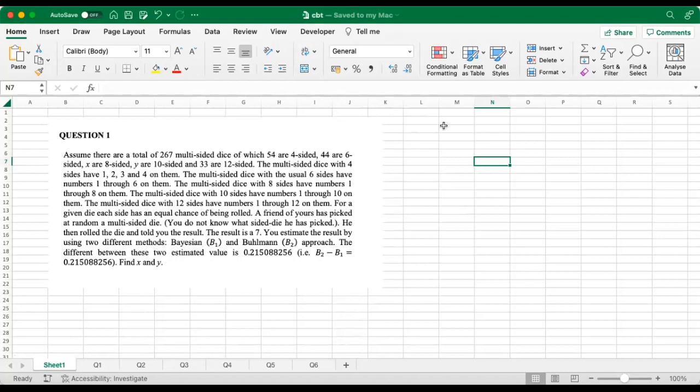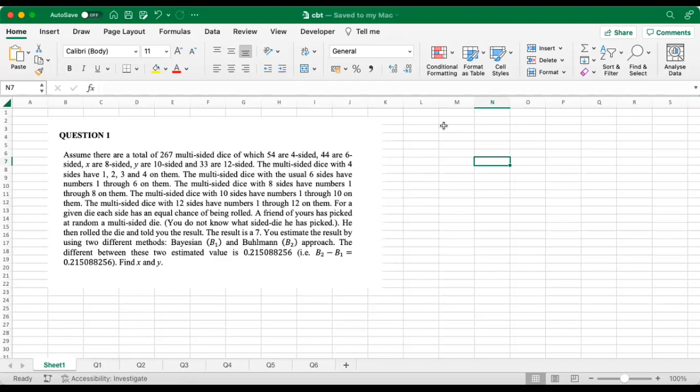The multi-sided dice with 4 sides have 1, 2, 3, 4 on them. The dice with the usual 6 sides have numbers 1 through 6 on them. The dice with 8 sides have numbers 1 through 8, the dice with 10 sides have numbers 1 through 10, and the dice with 12 sides have numbers 1 through 12. For a given die, each side has an equal chance of being rolled.